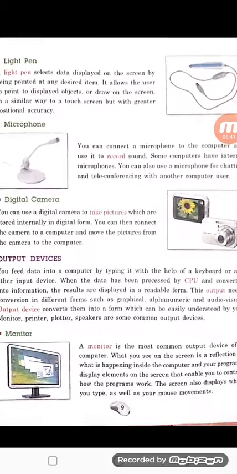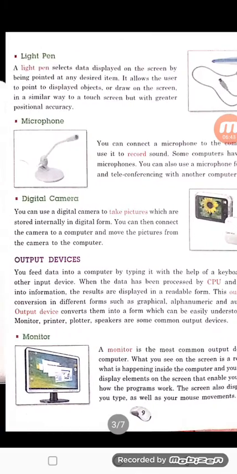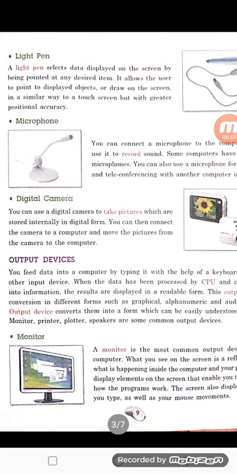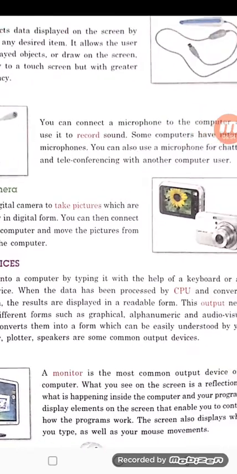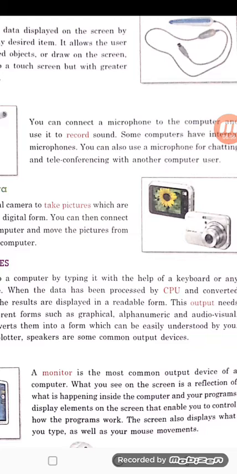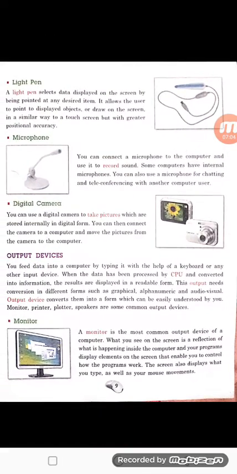It takes pictures and stores them internally in digital form. I told you that with the help of a USB port, we connect our camera to our computer system, and then we can move our pictures from the camera to our computer system, to any folder. Okay, this is the use of a digital camera. It is used to capture images in digital form.